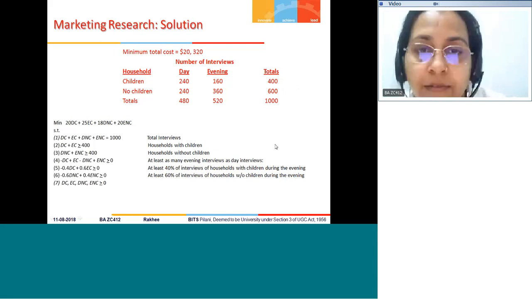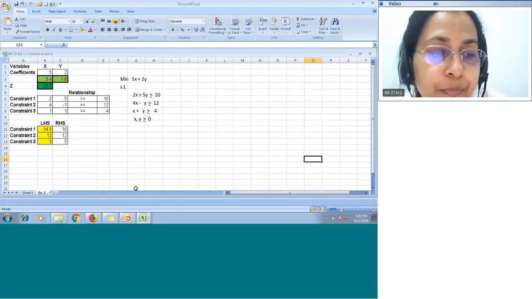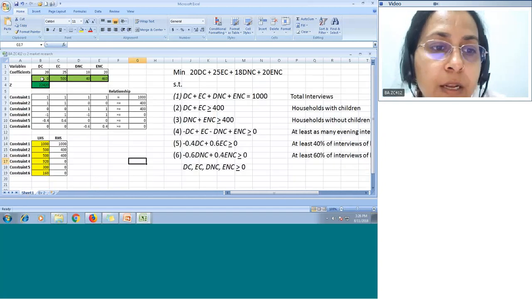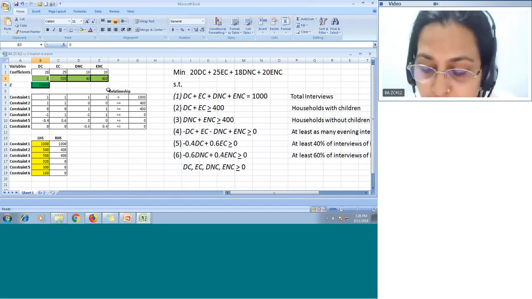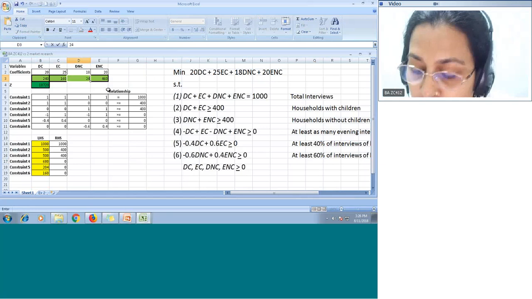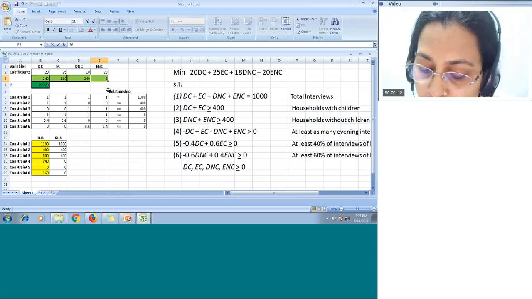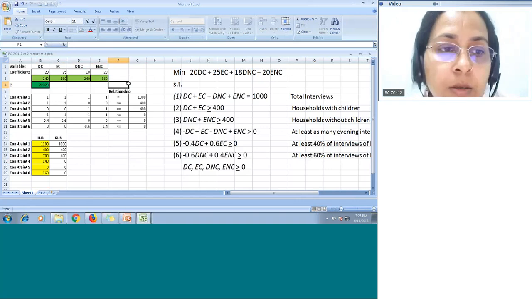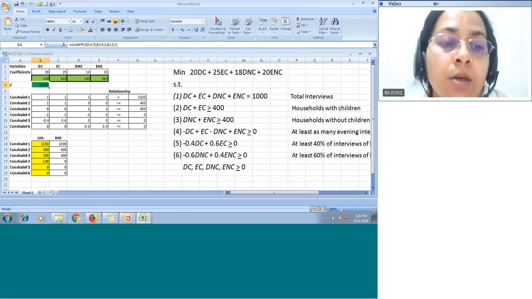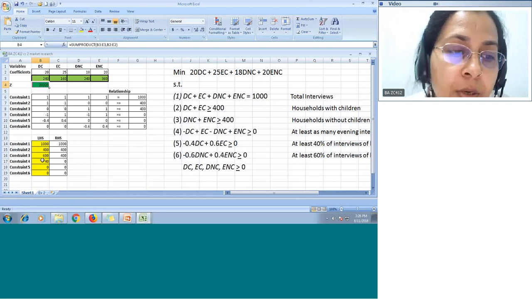So here, if I plug in the values in my Excel, these values here, I'm just writing it here. It's not solved yet. 40 and 60. So you can see the cost is 20,320 now, and all constraints are satisfied.